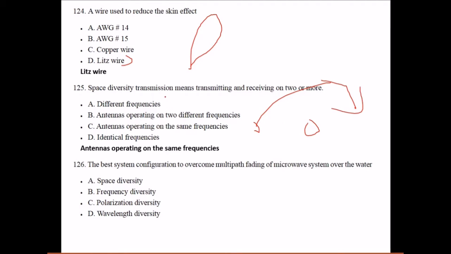So what is the best system configuration to overcome multipath fading of a microwave system over the water, when it travels over the water? This is frequency diversity.